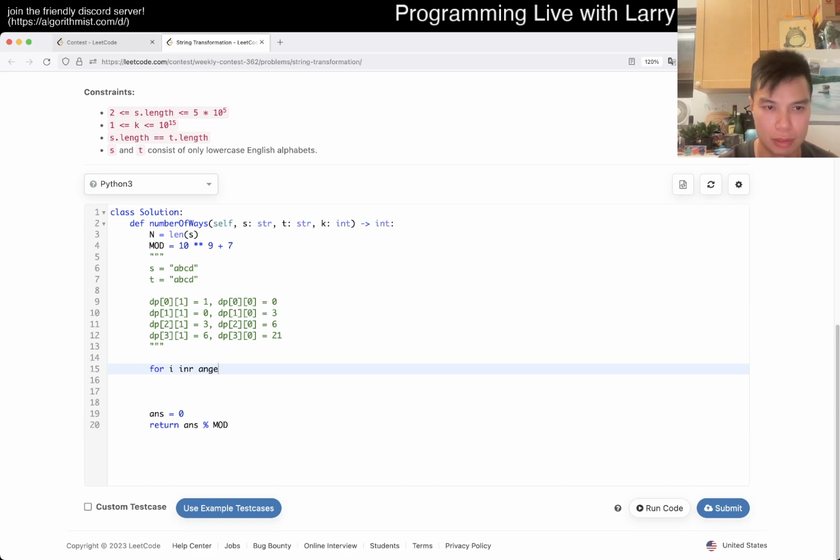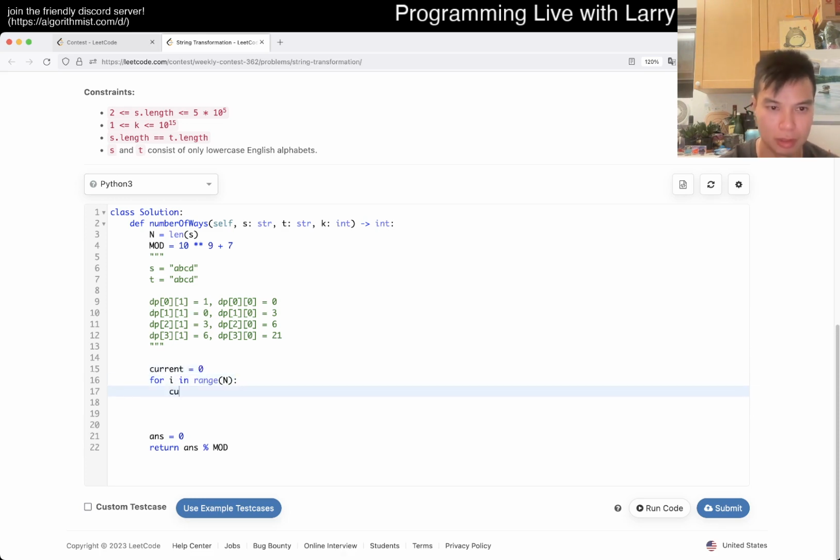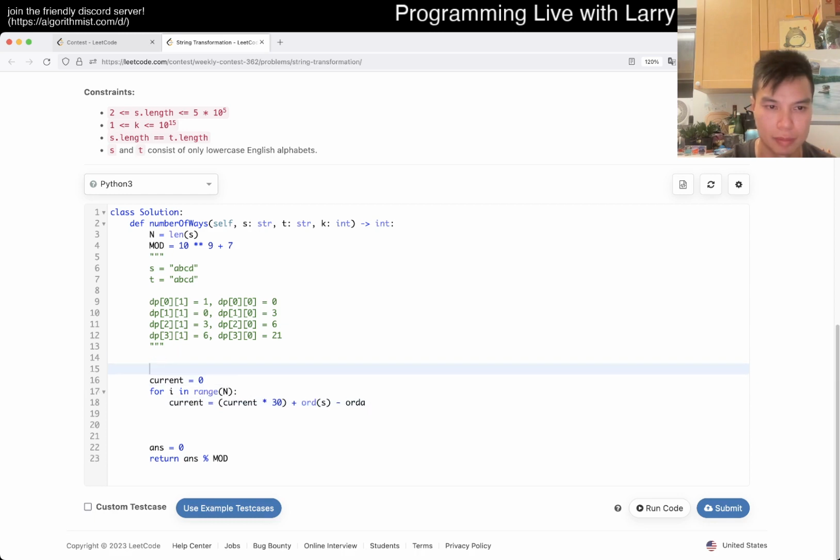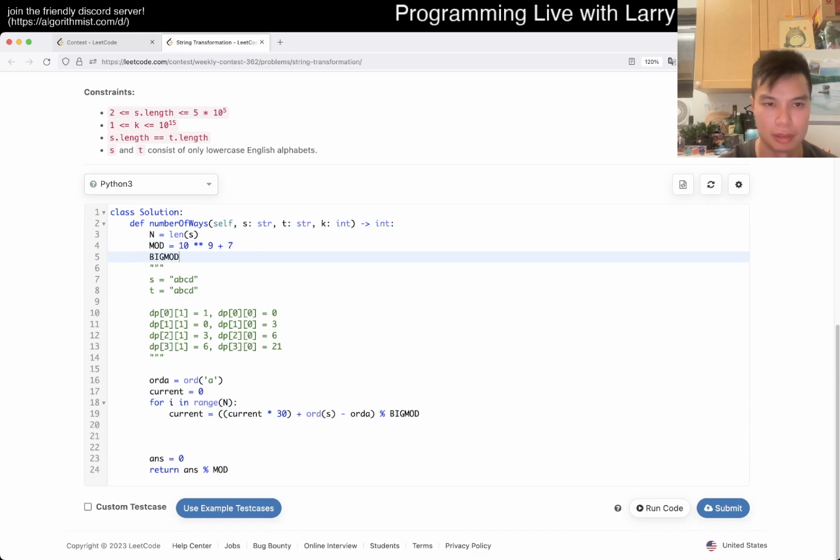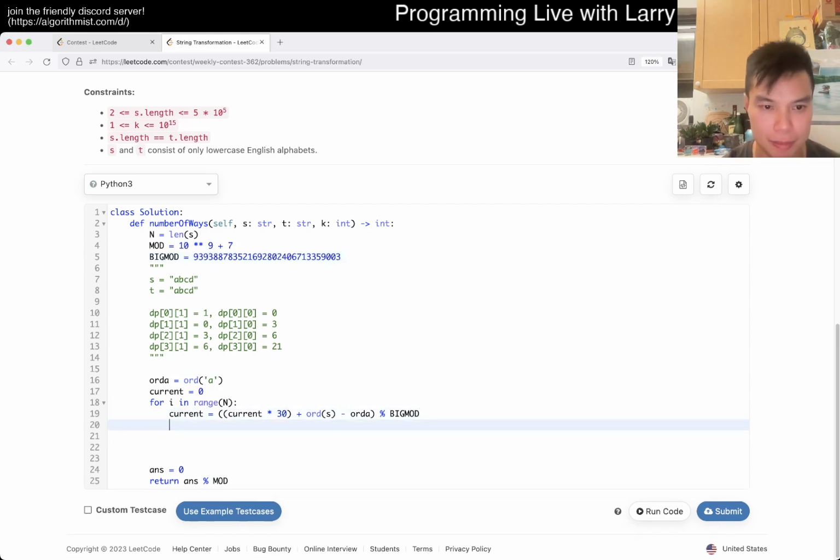Okay, so now for current is equal to 0, current v is equal to, I don't know, times, oh, it is a thing, so plus big mod, whatever. Maybe we even use the same mod, but I don't know. Let's do 10. Okay, whatever. I just googled a random prime. Okay, that's good.